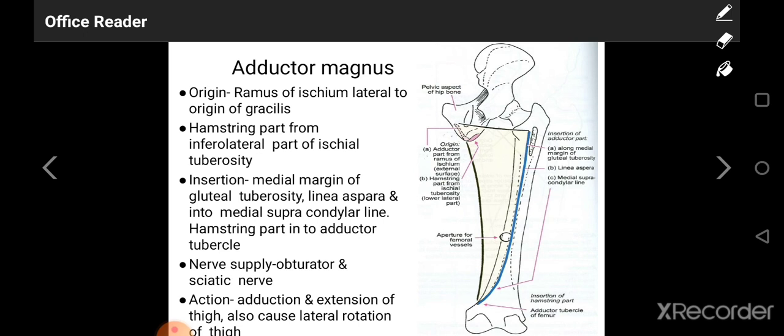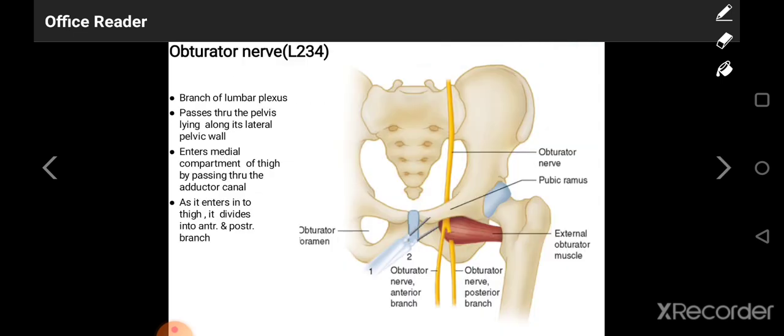Then we have adductor magnus. It arises from the ramus of the ischium lateral to the origin of gracilis, and the hamstring part from the inferior lateral part of the ischial tuberosity. It is inserted on the medial margin of the gluteal tuberosity, linea aspera and the medial supracondylar line, and the hamstring part into the adductor tubercle. It is supplied by the obturator as well as the sciatic nerve. Action is adduction and extension of the thigh. It also causes lateral rotation of the thigh.